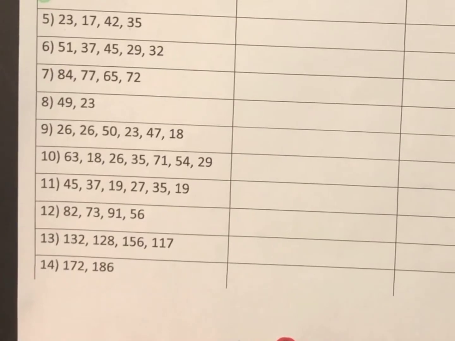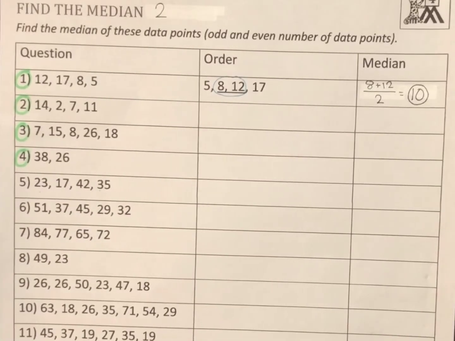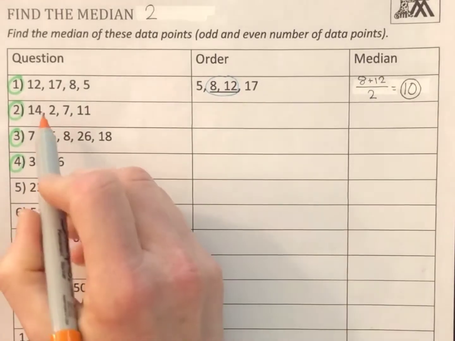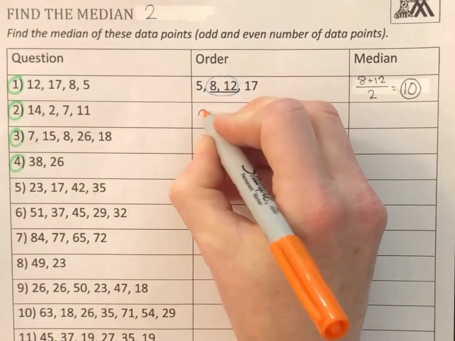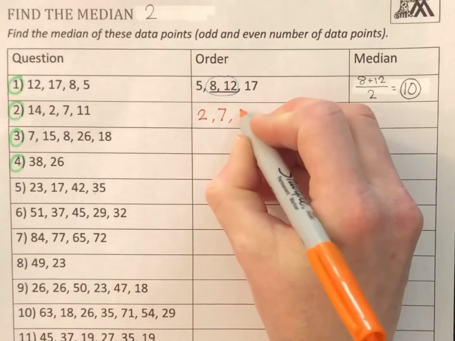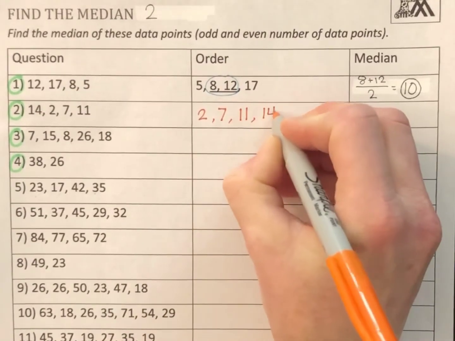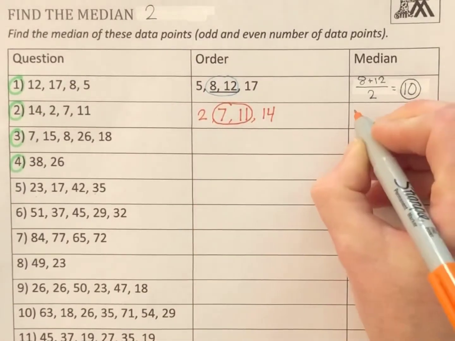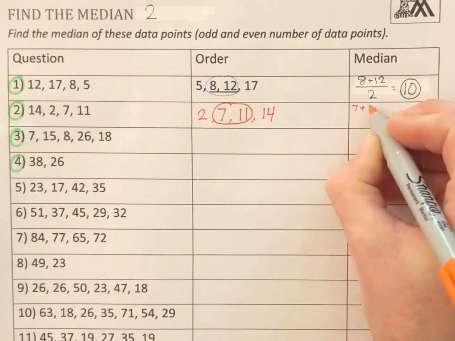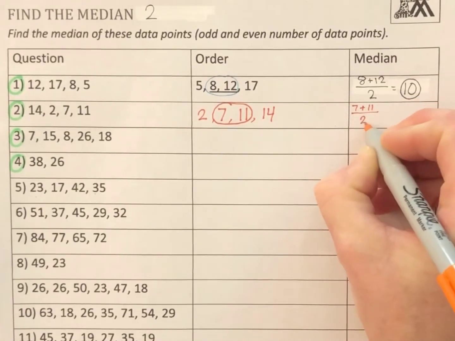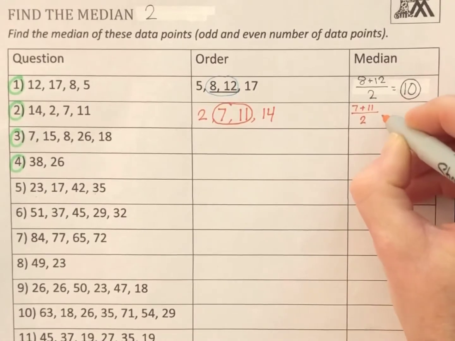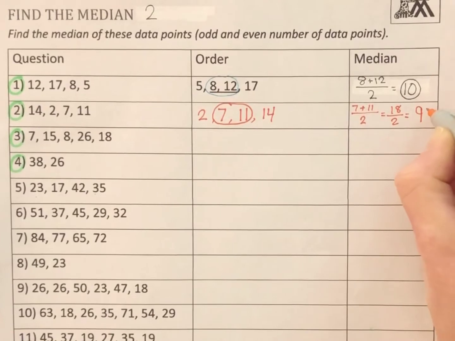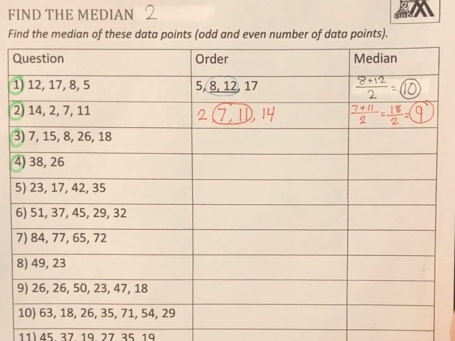So back up to number 2. First thing that we'll do is to write them in order. So we've got 2, 7, 11, and 14. Once again, I have 2 middle numbers, so I'll add them together. 7 plus 11, divide that by 2. 7 plus 11 is 18. 18 divided by 2 is 9. So my median is 9.